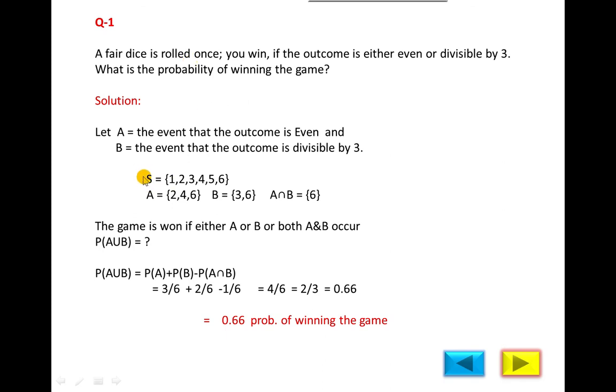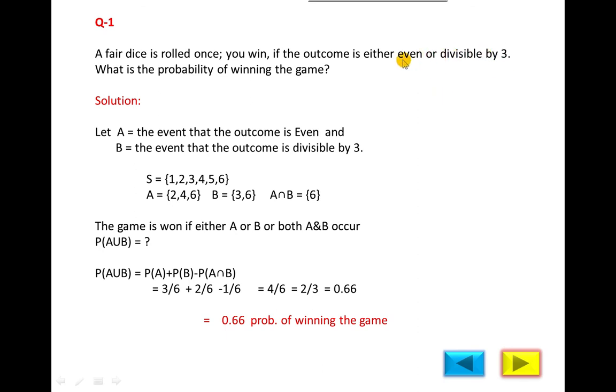So you know that if you throw a dice once, the sample space is 1, 2, 3, 4, 5, 6. For probability, we will use the classical formula: number of favorable outcomes divided by possible outcomes. Possible outcomes are 6. How many outcomes? There are 6. If the outcome is either even or divisible by 3, both are different things.